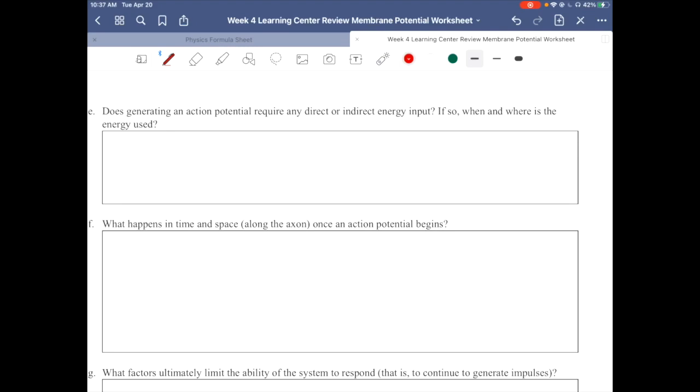So I'm going to write: no direct energy, uses indirect energy, and then I'm going to say the sodium potassium pumps which generate the potential difference.